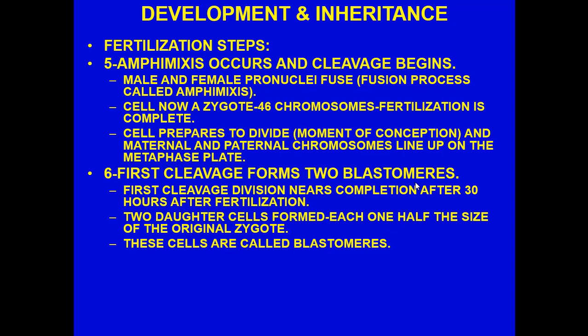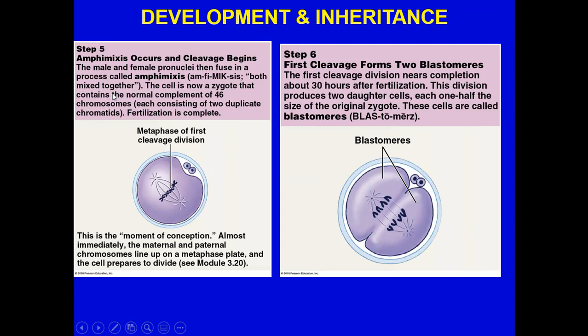First cleavage forms two blastomeres. Now, once you had the first cleavage division, this is going to come near completion after about 30 hours post-fertilization. Two daughter cells are formed, each one half the size of the original zygote. These cells are referred to as blastomeres, and you can see this.